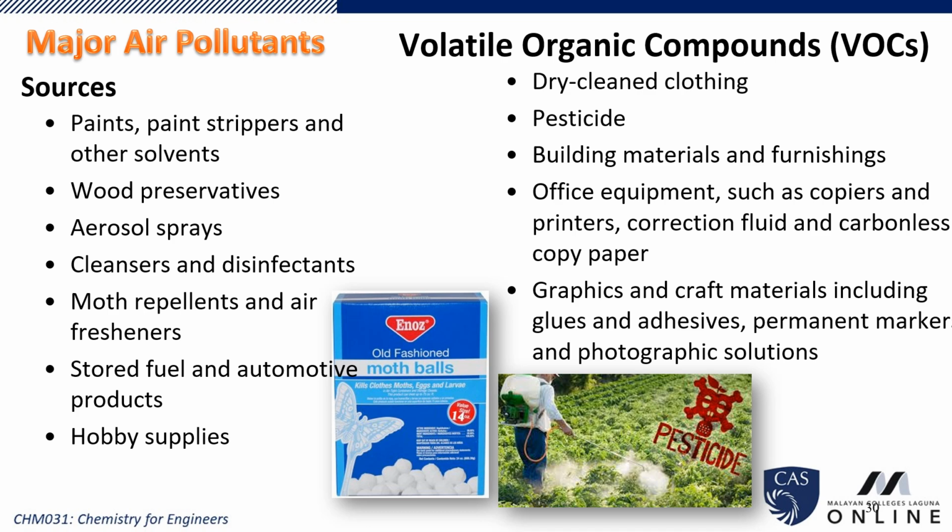Major sources of volatile organic compounds are paints, paint strippers, and other solvents, wood preservatives, aerosol sprays, cleansers and disinfectants, moth repellents and air fresheners, stored fuel and automotive products, hobby supplies, dry-cleaned clothing, pesticides, building materials and furnishings, office equipment such as copiers and printers, correction fluid, and carbonless copy paper. They can also include graphics and craft materials, including glues and adhesives, permanent markers, and photographic solutions.